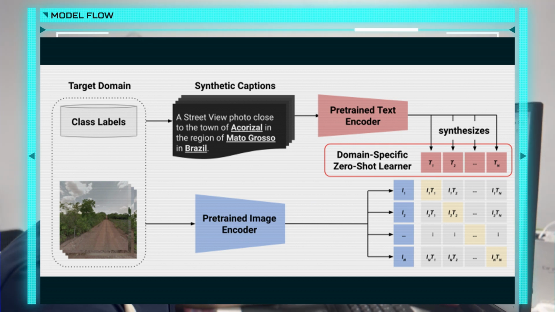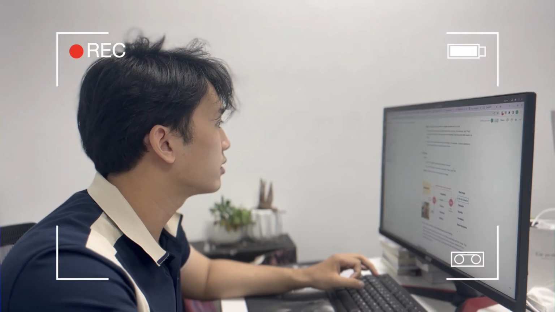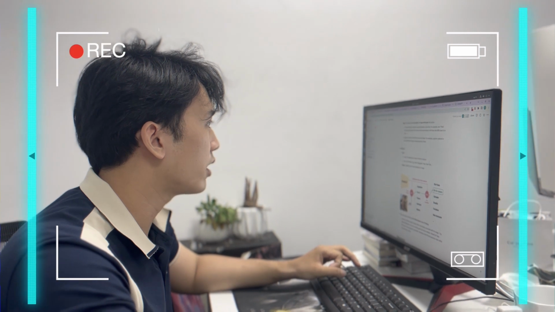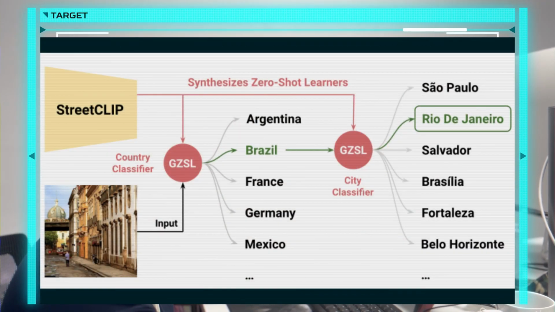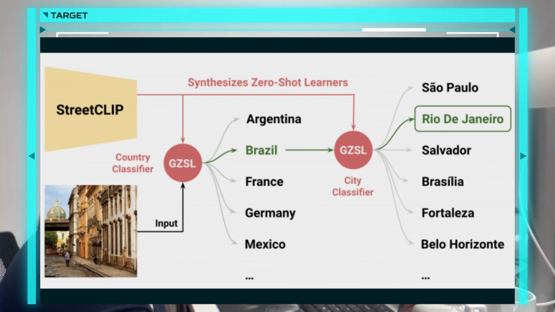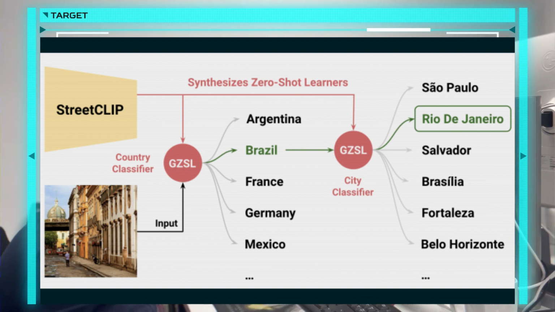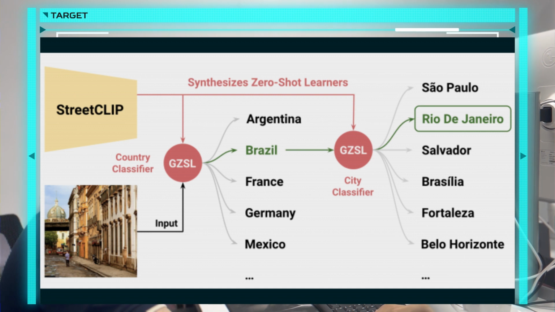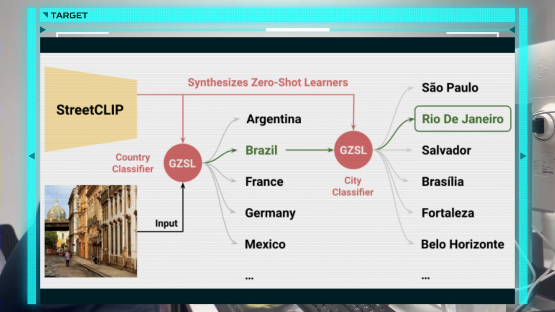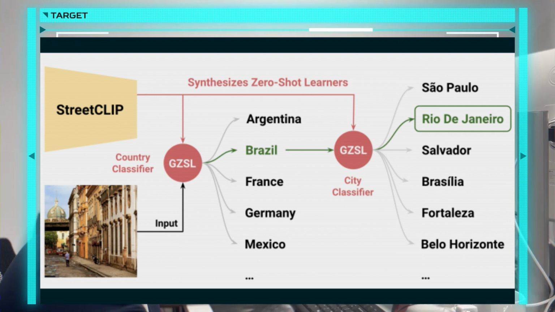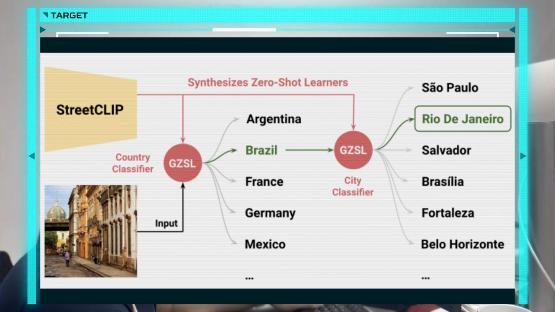And next is the inference phase, when we apply the trained model in real life. In the inference phase, we will input the image that we want to find the location of and a list of locations, like a list of cities or a list of countries in the world. And the output of this phase is the similarity score of each location to that image.